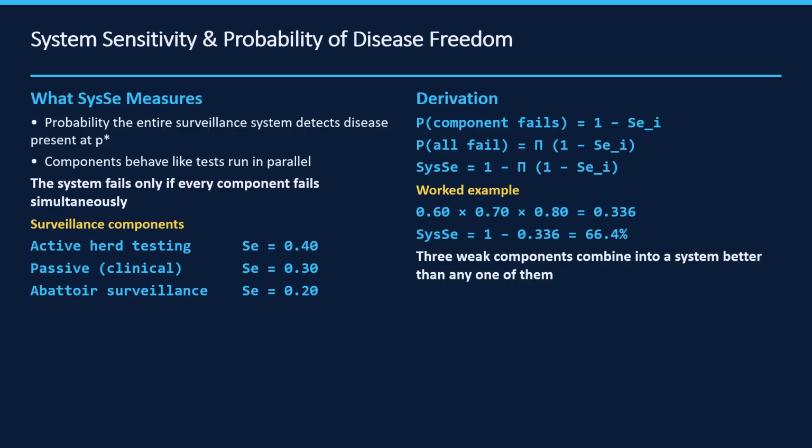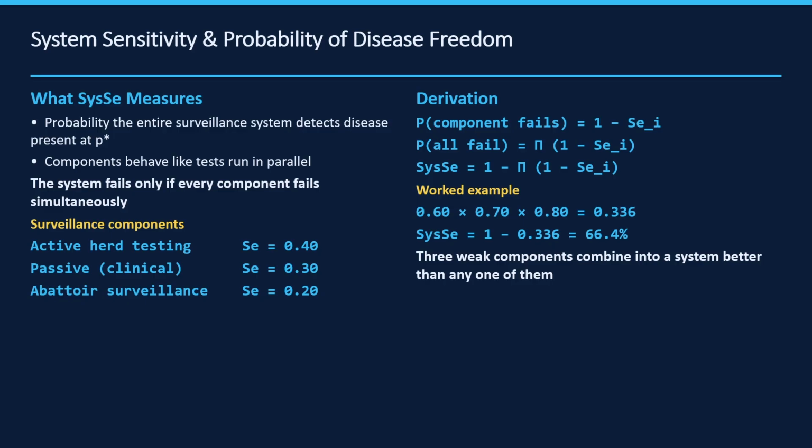The key insight: components work exactly like tests in parallel. The system only fails to detect disease if every single component fails simultaneously. So the probability a component fails is 1 minus its sensitivity. The probability all of them fail is the product of those terms, and system sensitivity is 1 minus that product.